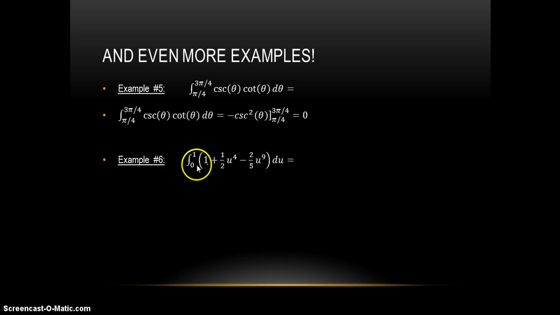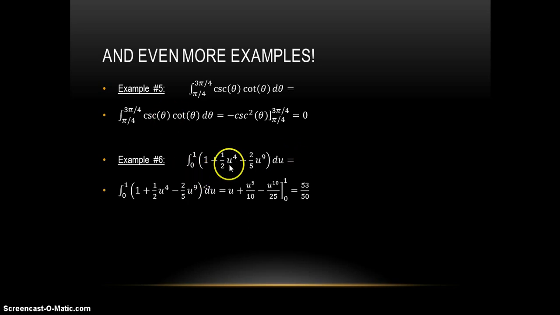Integral from 0 to 1 of 1 plus 1/2 u to the 4th minus 2/5 u to the 9th du. Looks a little more complicated, but here you want to make sure that you're careful with what you do. So the antiderivative itself isn't too challenging. It's going to be u plus u to the 5th over 10 minus u to the 10th over 25 from 0 to 1. And we want to make sure that when we write this out, we're going to plug in everything. We're going to plug 1 into everything first and subtract what we get when we plug 0 into everything. And when you work that out, you get 53 over 50.